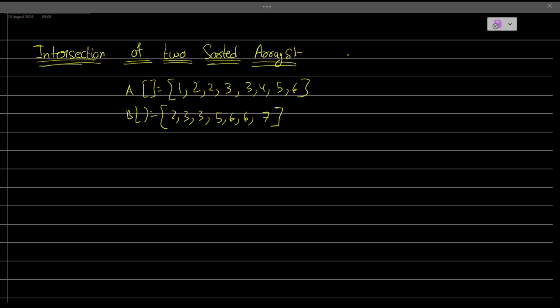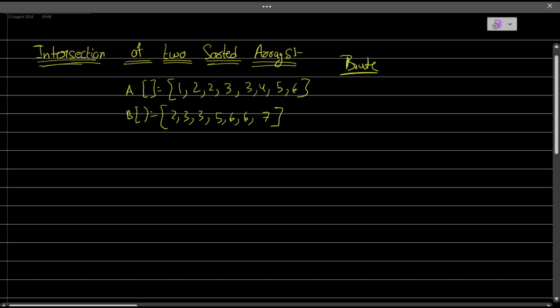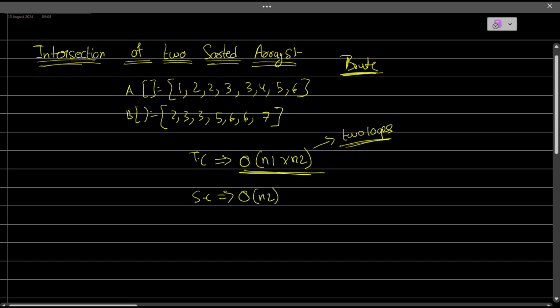So let us try to know the complexity for the brute force solution now. What will be the time complexity? Time complexity will be big O of n1 cross n2, right? This is the time complexity for intersection, because we are using two loops here, so the time complexity will be big O of n1 cross n2.